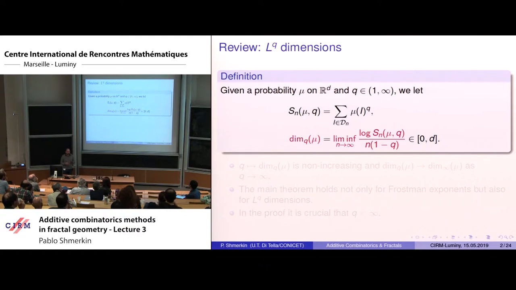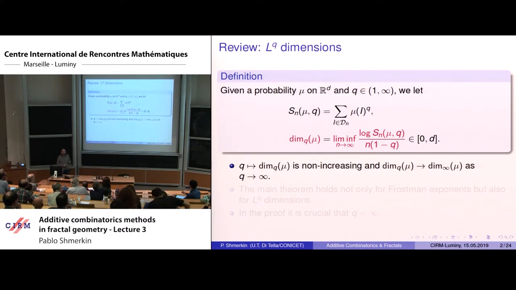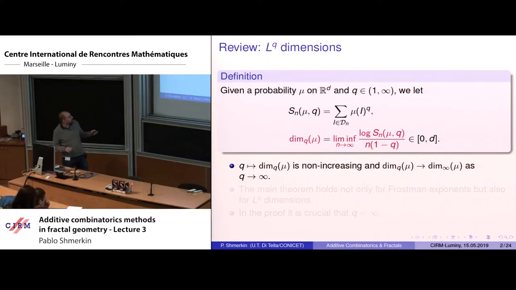They are very popular, in particular a key component of multifractal analysis. As a function of Q, this is decreasing, but could be constant, so it is non-increasing. And it tends to the Hausdorff exponent as Q tends to infinity, because when Q is large, this is picking up the mass of the cubes. If Q is large, this is concentrated on those few cubes which have larger mass than the others.